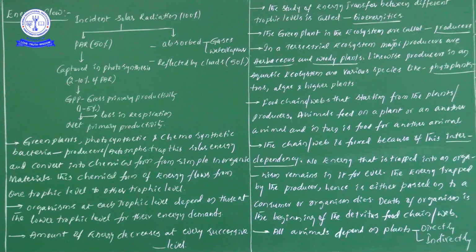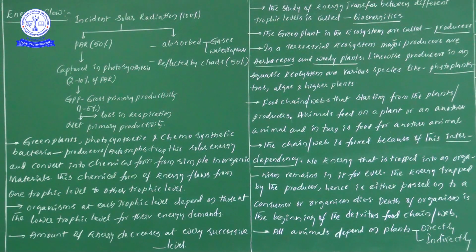Now let us move on to the important concept. The green plants in the ecosystem are known as producers. So what are the green plants we are observing? Green plants in the ecosystem we will call producers. Next, in a terrestrial ecosystem, major producers are herbaceous and woody plants. So herbaceous plants as well as woody plants are the major producers on land. From a subject point of view, we call the land ecosystem a terrestrial ecosystem.